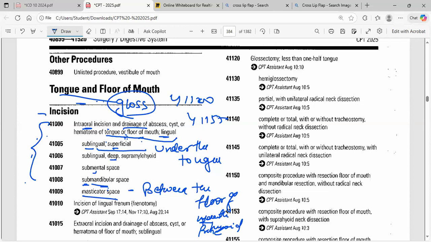Then we are going to consider it as a 41009. So next we have 41010, incision of lingual frenulum. Earlier we were talking about the vestibule of mouth. This one is lingual. Lingual means tongue, frenulum. So if there is an incision in the tongue frenulum, we are going to consider code 41010. If it is on the vestibule of mouth, we are going to code the previous one, which we had discussed under the vestibule section.